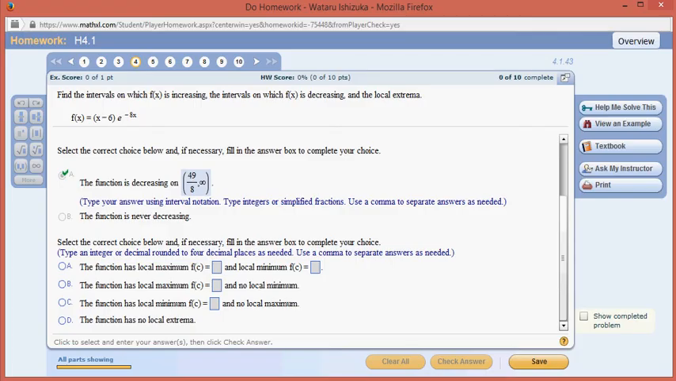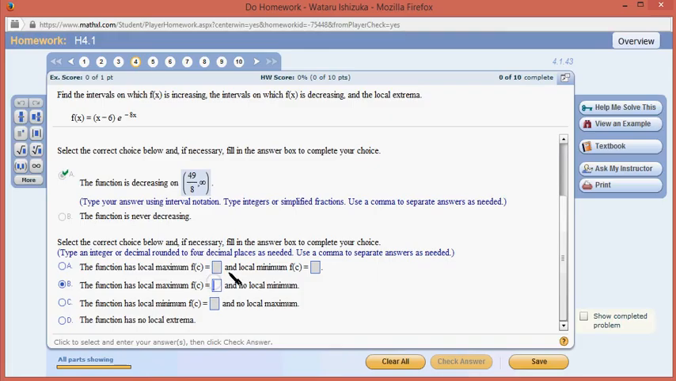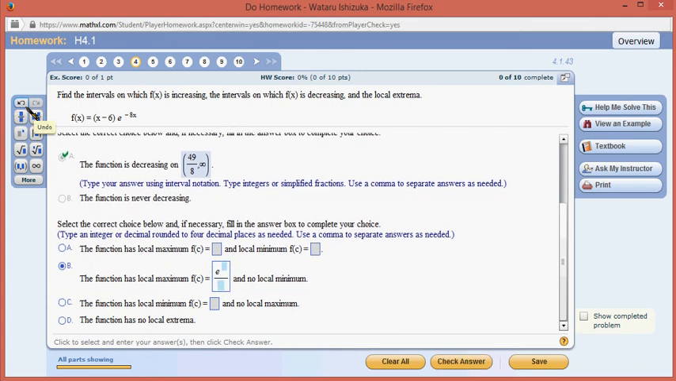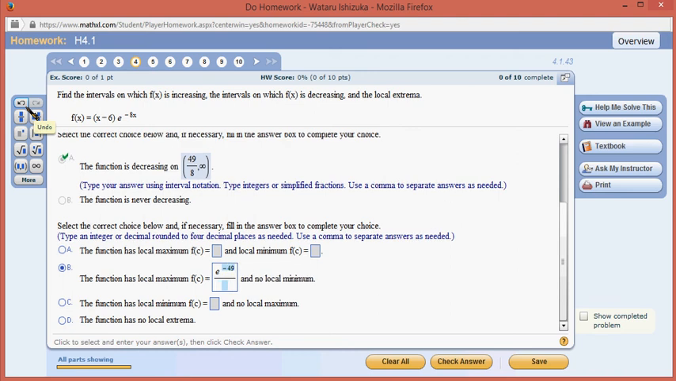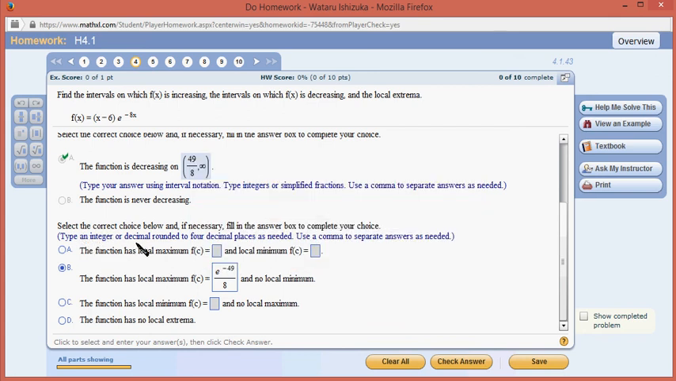This is the local maximum, so it's going to be, what was it, 1 over 8 e to the negative 49, right there, as a fraction. Check the answer. Let's see, it says type in an integer or a decimal rounded to 4 decimal places. Oops, I didn't do that.